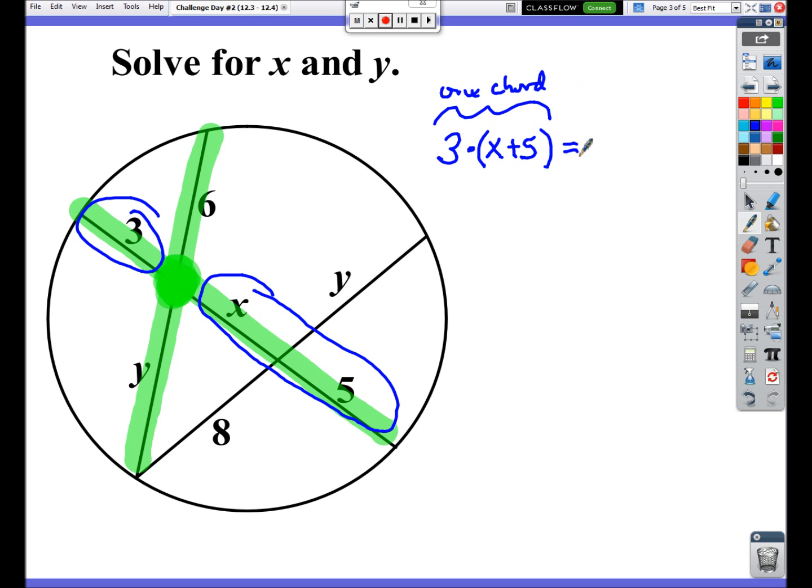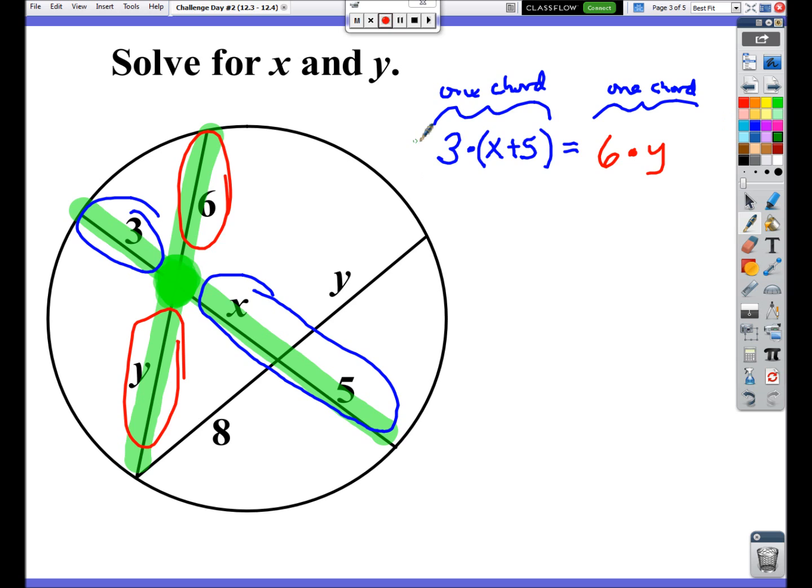And that is going to be proportional to the same thing of the other chord. So the other chord that crosses its path is the 6 with the Y. So the 6 represents one part, and the Y represents the other inside part. And so now I'm going to have to distribute the 3 to the X and the 5. So we get 3X plus 15 equals 6Y. But I can't solve for X and Y with just that one equation. So does that mean we need to erase this, start over from scratch? No. Let's hold on to this.